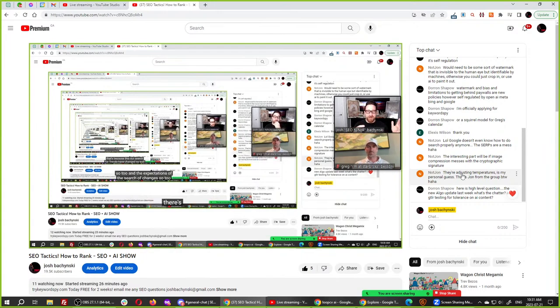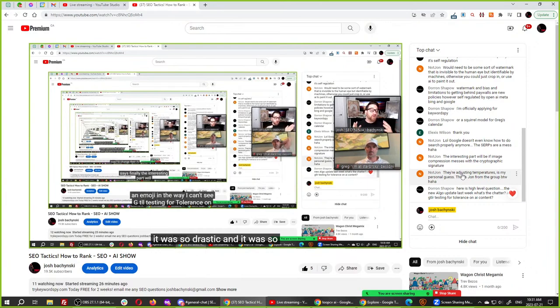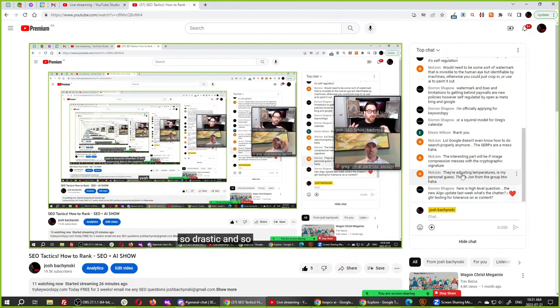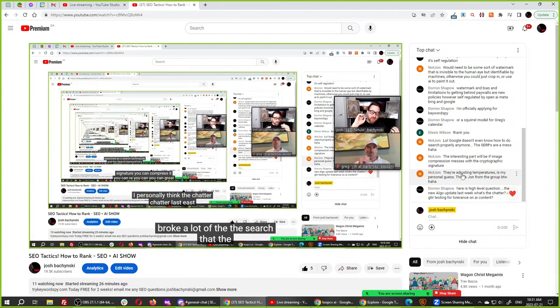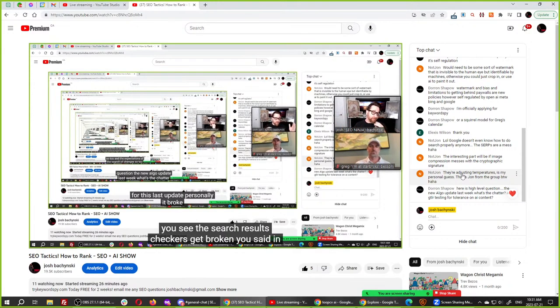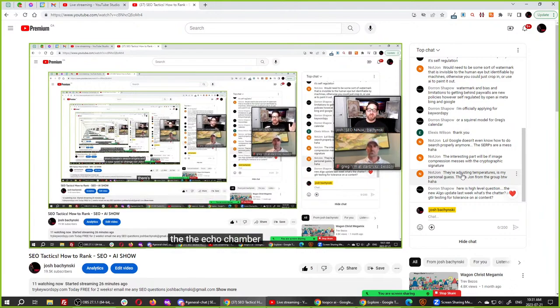And usually when you see the search results checkers get broken, in the infinite echo chamber of question answering, when you see the search products completely break, it's usually because they put out a whole new search product. They remove the featured snippet, they add the featured snippet, they add in ads, they remove ads, they add in a new search product, some kind of knowledge graph snippet, or removed it, or they were testing out generative search on a wider scale. So that was my guess, although I didn't see it, I didn't watch it, so I didn't see what was going on there.